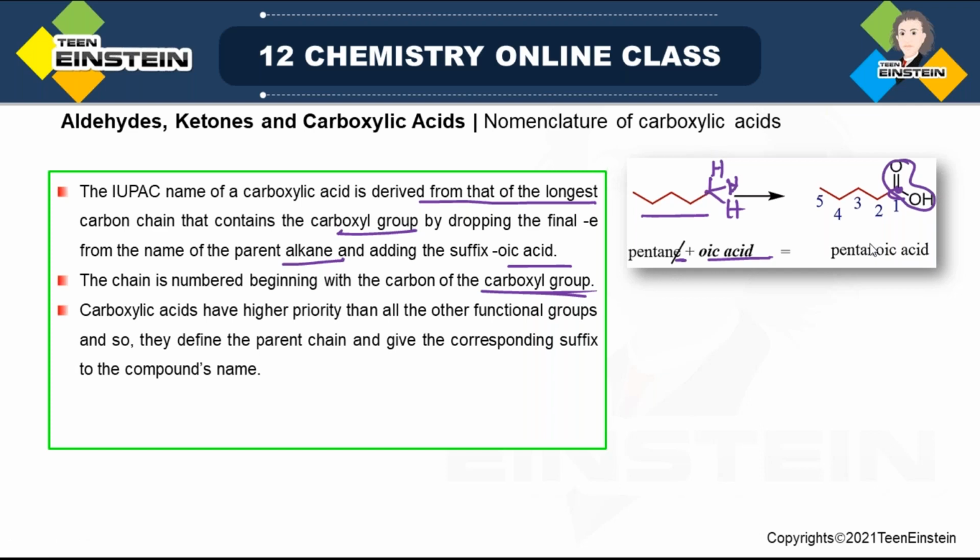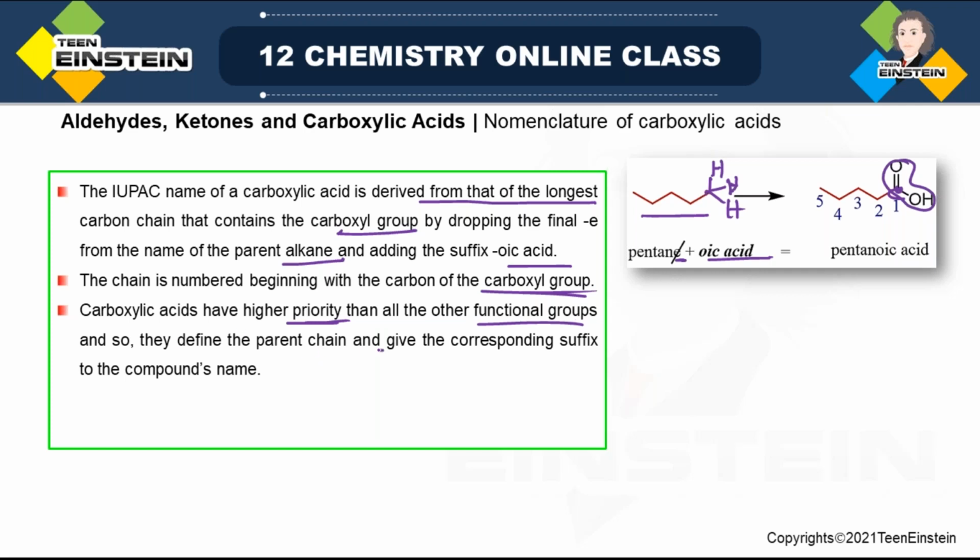Now, if we compare the priority of different functional groups, suppose OH, NH2, CO2H, carboxylic acid has the highest priority. So it has higher priority than any other functional group. That is why you don't have to think about which group will be used as the suffix. It is always the CO2H group for which we use the suffix, because it has the highest priority among all the groups. So always the suffix will be oic acid.